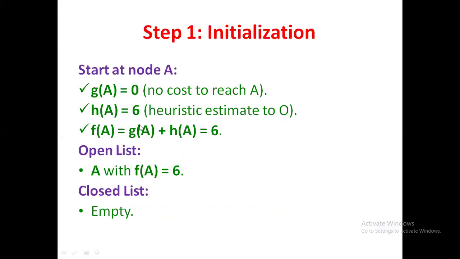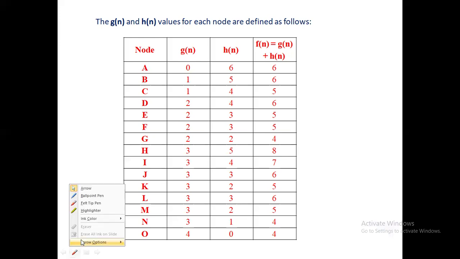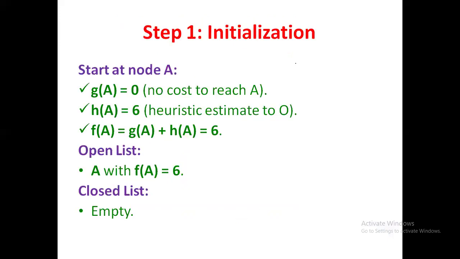What is the total estimated cost for this? Here the G of A value is 0 and H of n value is 6. So G of n plus H of n is equal to 6, and F of A is 6. At this stage, node A is the only entry in the open list, while the closed list remains empty, marking the beginning of the search process.